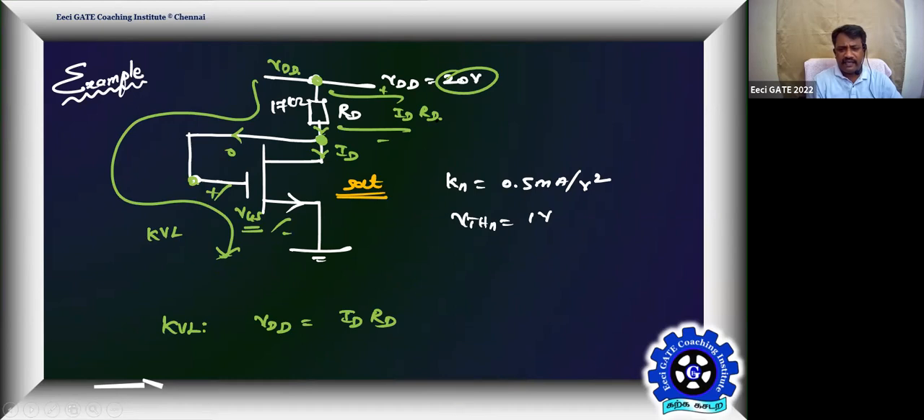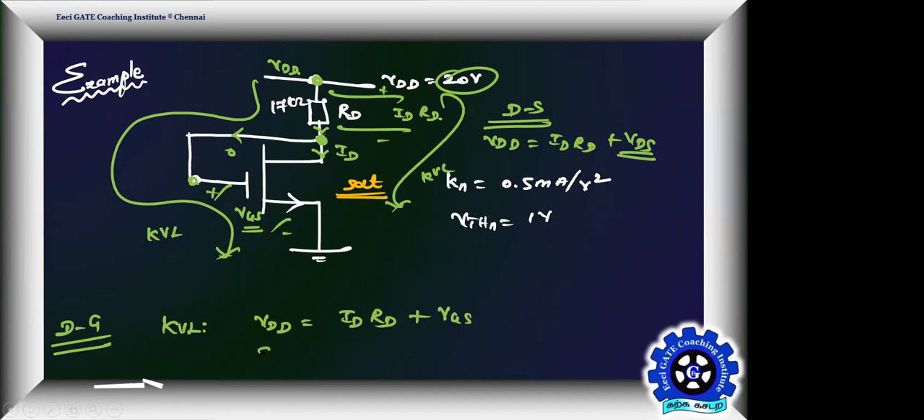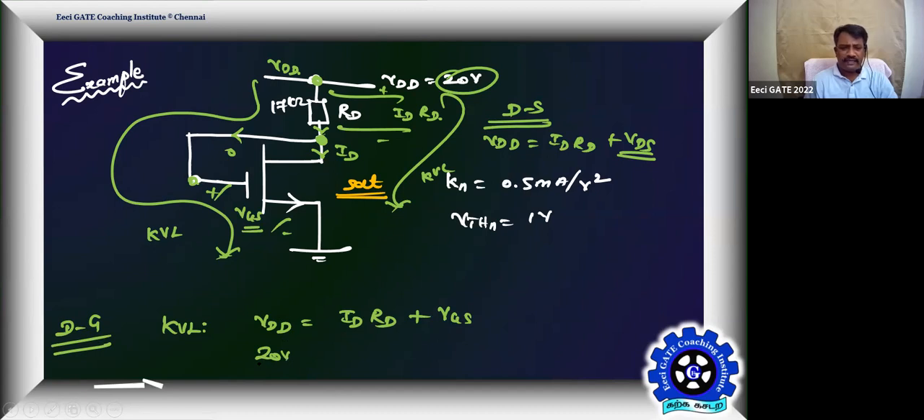You can also form a KVL in this path. That KVL you will be writing as VDD is equal to IDRD plus VDS, but VDS is also equal to VGS, correct? So anyway, both are the same equations, correct? Either make the drain to gate side KVL or drain to source side KVL, the result is the same, okay? Correct? So what is VDD? It's 20 volt. Correct?